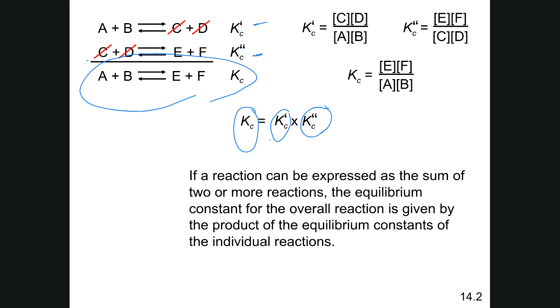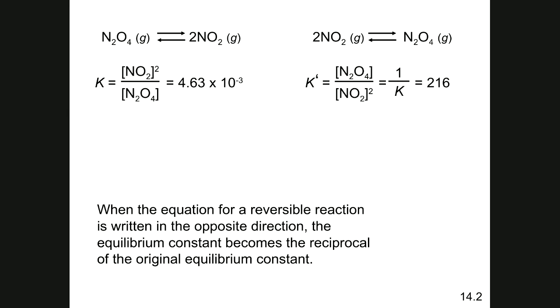For a reverse reaction, when your reactant becomes your product, then you have reversed the reaction. This is a reverse reaction. Then K for the reverse reaction is 1 over K for the forward reaction. So we have the forward reaction K, and K prime for the reverse reaction equals 1 over K. You can use this whenever needed, or you could be asked as a multiple choice question: when the equation for a reversible reaction is written in the opposite direction, the equilibrium constant becomes the reciprocal of the original equilibrium constant.